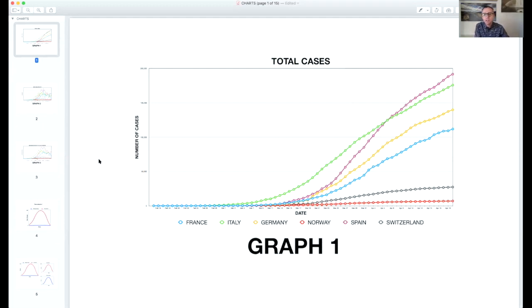So these are the six countries that I've chosen. I'm hoping you can see my cursor as I move it around the screen, but I'm just hovering now over the legend for this graph at the bottom. So I've got six countries, all represented by different colors. I've got France, Italy, Germany, Norway, Spain, and Switzerland.